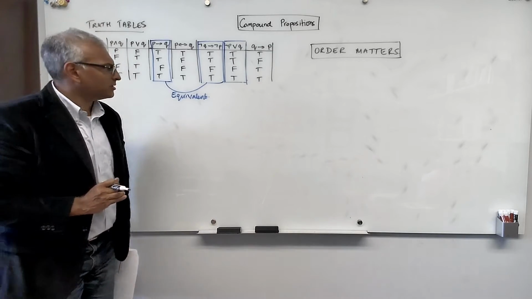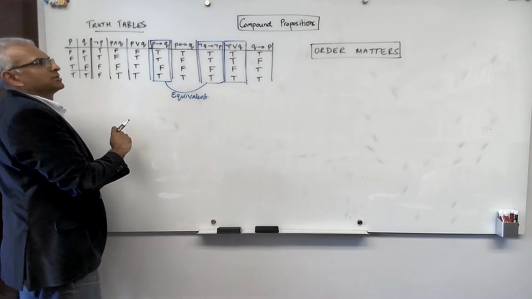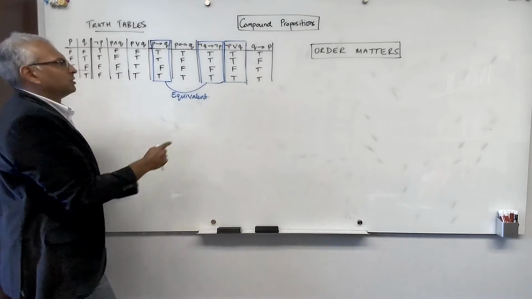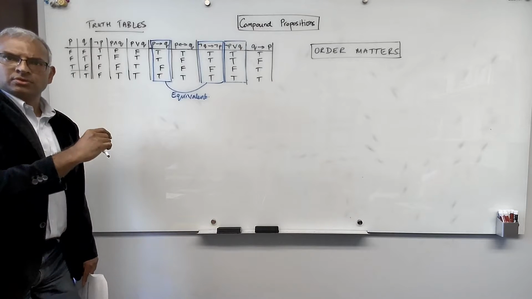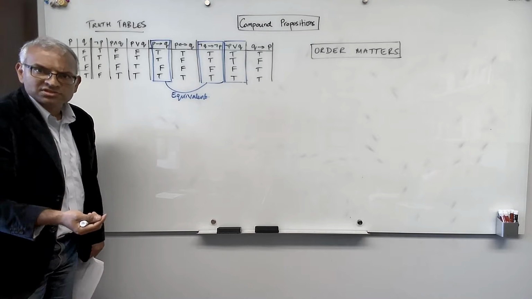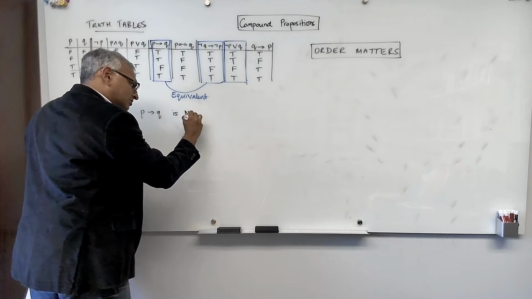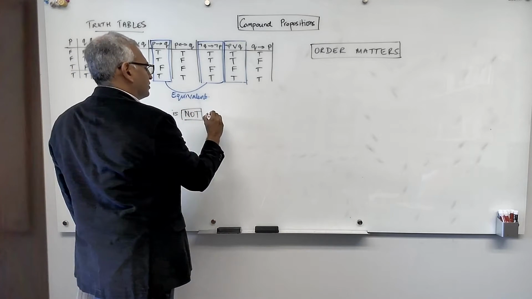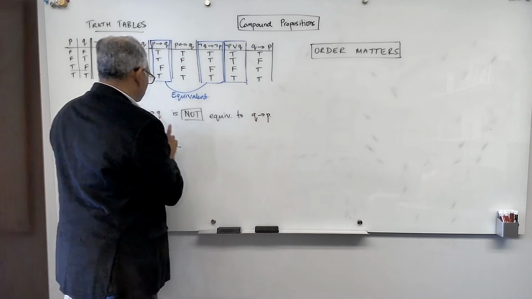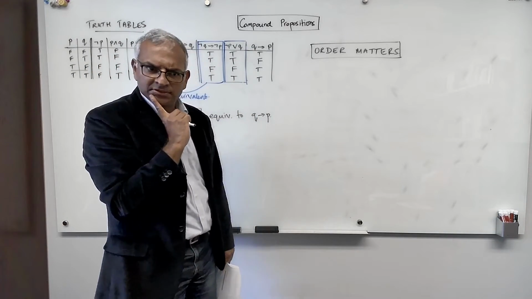What's the big side note? Q implies P does not have the same truth table as P implies Q. See? True, true, true, true, true, false, false, true. So when one is true, it's not necessarily the case that the other is true. When one is false, it's not necessarily the case the other is false. So P implies Q is not equivalent to Q implies P. The order matters. And that's very important.